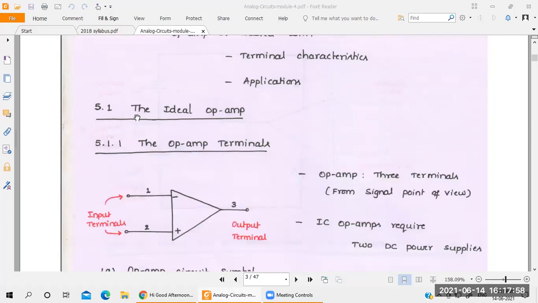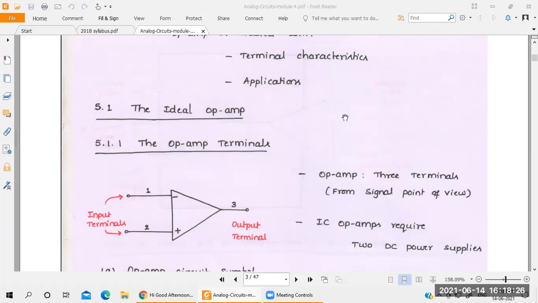So here you consider the ideal op-amp first. In the exam, they can ask any kind of op-amp. There are two types of op-amp: ideal op-amp and practical op-amp. In the exam, they mention, suppose if it is an ideal op-amp, you have to make a different analysis here. Suppose if it is a practical op-amp, you have to make a different analysis here.